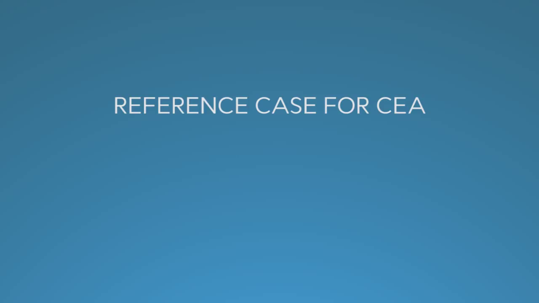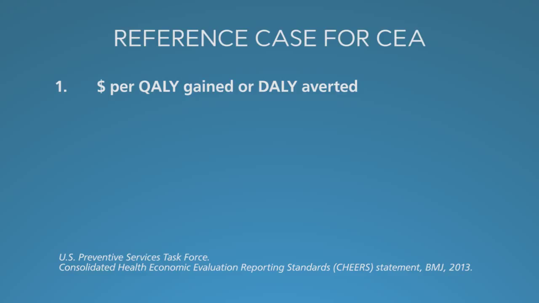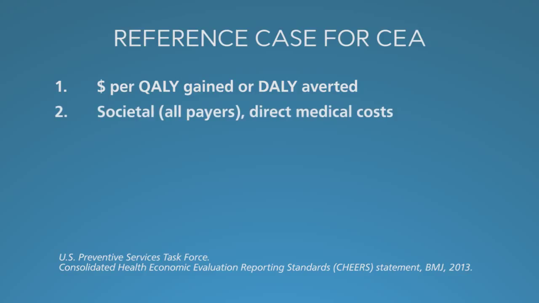The reference case is the analysis configuration that should be included in every CEA, according to advisory bodies. This fosters comparability. Other results can be reported too, for example with different health outcomes. The reference case includes 6 issues, which we've mostly covered. The cost effectiveness results should include net costs per DALY averted or QALY gained. Costs should be societal, included regardless of who pays, for direct medical costs. That means it's okay to omit non-medical costs like taxis and time costs to patients.